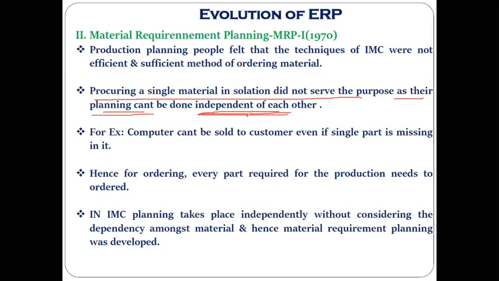Instead of giving the isolated material requirement, the production planning department felt that we should give the order for all the material which is required to produce that computer, instead of giving the order of material in isolation, one material first, then another material, like that. So that was considered a drawback in the case of the inventory management control system.